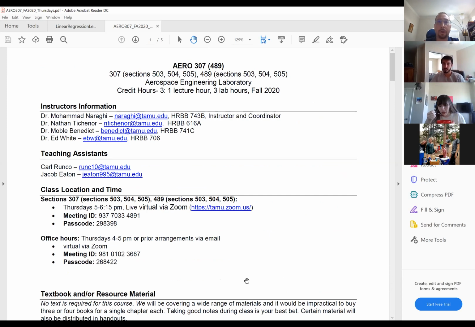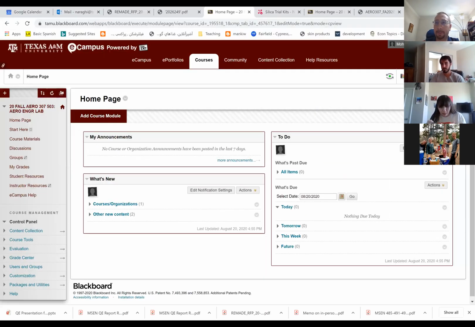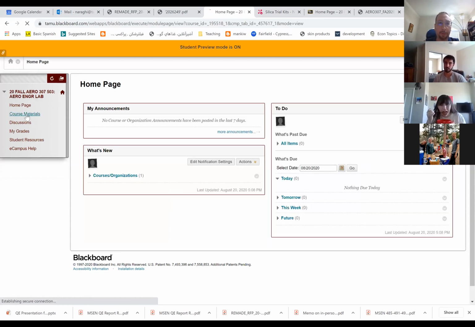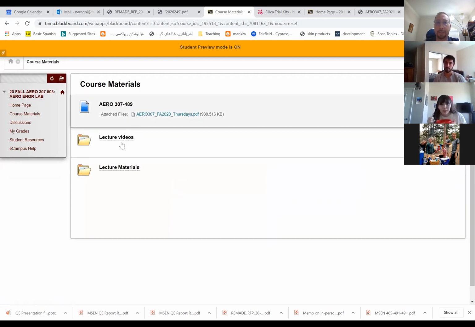Questions? Okay, good. So now let me share one more thing with you. When you go to eCampus, you should see something like this. If you go to course materials, you should see 3 items here. Is there anyone who doesn't see these 3 items on their eCampus? Please take a minute and look at your eCampus, your own section, and see if you see these 3.